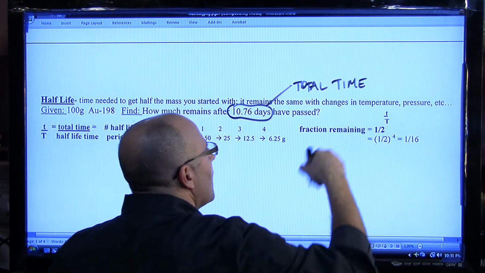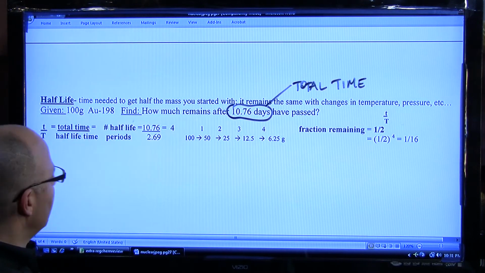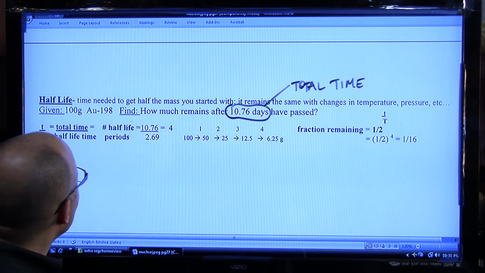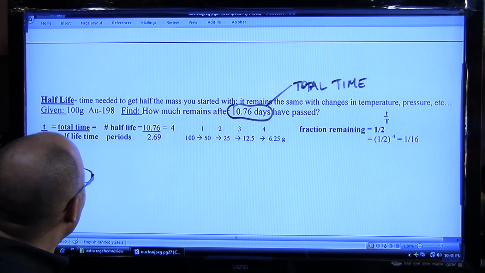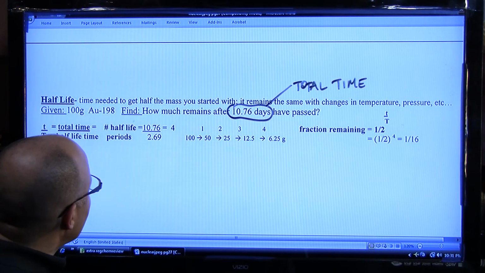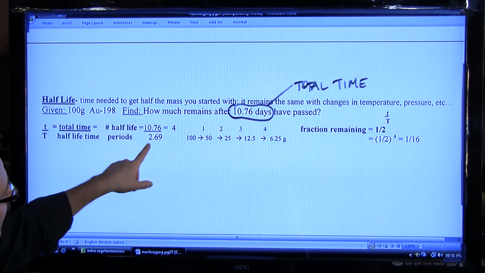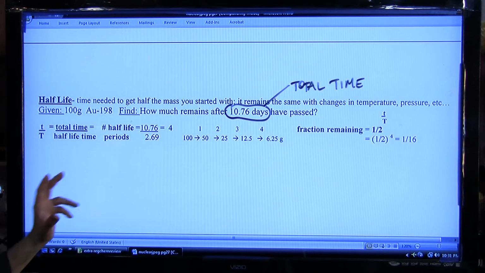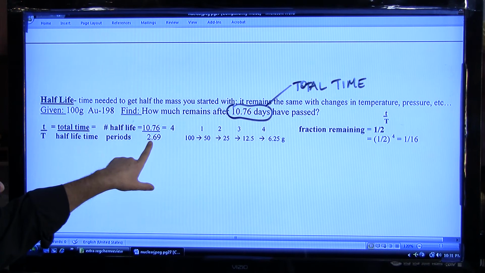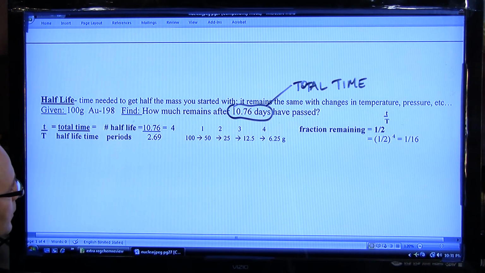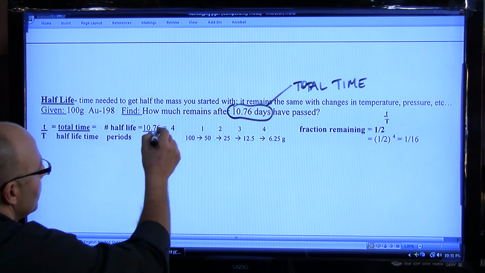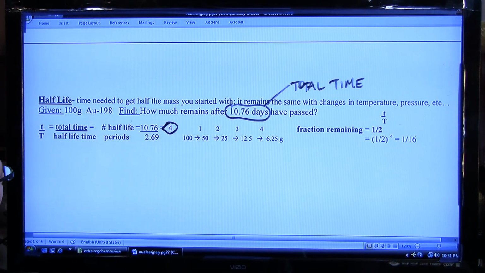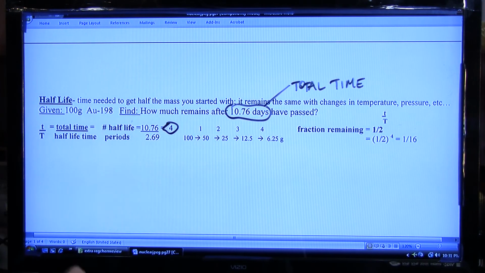And there are only two times involved in any kind of half-life problem. It's either your total time or your half-life time. And when you look up the gold-198, you know that the half-life time is 2.69 days according to Table N. So how many times does 2.69 fit into 10.76 days total? And you get 4. Total time over half-life time is the number of half-life periods.